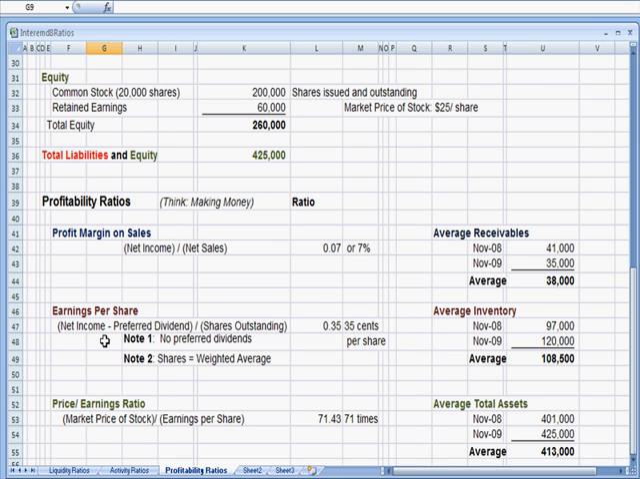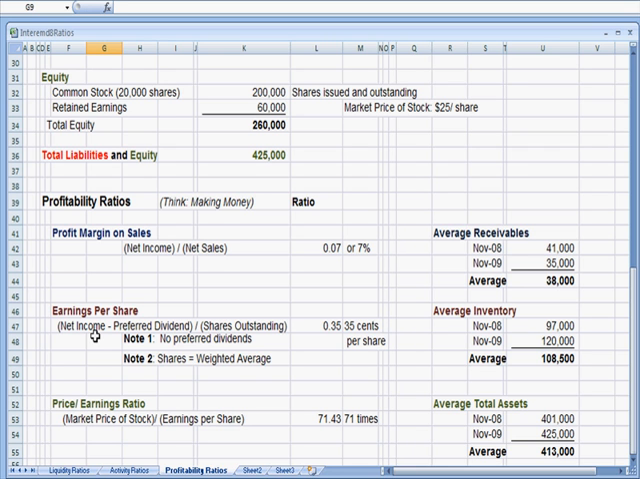Earnings per share is next. And it's a little more complicated because earnings per share is the net income number that we used before, the 7,000. And then we would subtract from it any preferred dividends that we pay to preferred shareholders. I'm not going to cover that for this class. We're then going to take that number and we're going to divide it by the number of common stock shares outstanding. I put above it here that we have 20,000 shares of stock issued and outstanding.